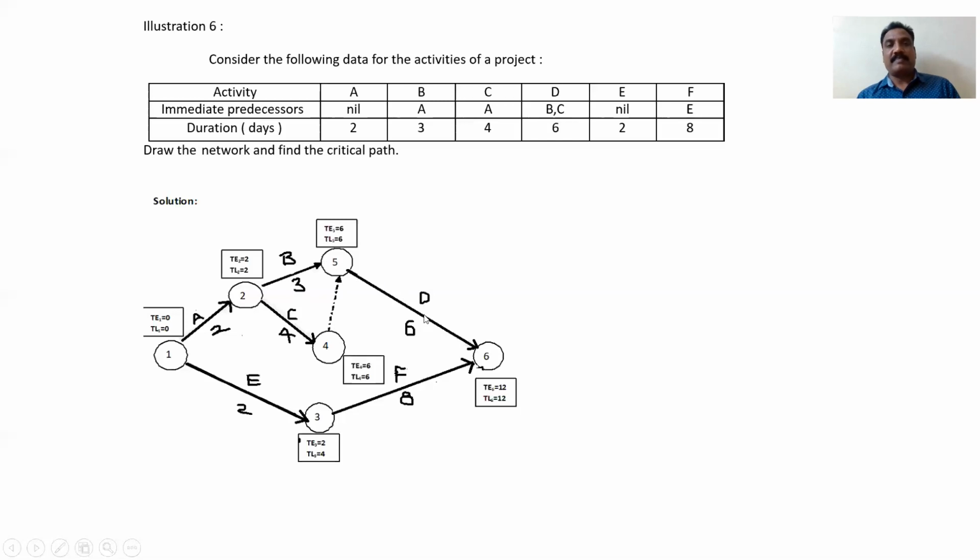So duration is 6, and E is preceded by nil. E preceded by nil means from here you have to start. E is preceded by none. Similarly, F is preceded by E. So this network diagram is satisfying our conditions. Just to check once again: A is preceded by nil, B is preceded by A, C is preceded by A, D is preceded by B and C, E is preceded by nil, F is preceded by E. It is satisfying all of this. Okay.